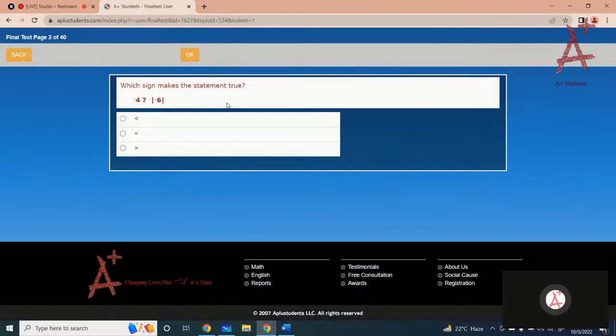Okay, which sign makes the statement true? Negative 4 and the absolute value of negative 6. So we did absolute values in the last class. Absolute values are always positive, so you have to compare negative 4 and 6. Negative numbers are always smaller than the positive numbers. That means negative 4 is less than the absolute value of negative 6. Got it?